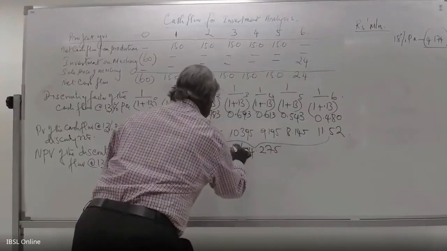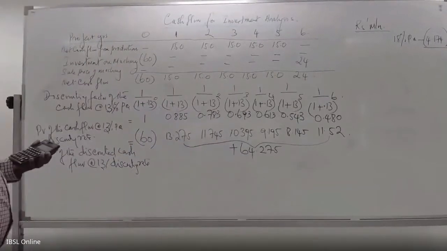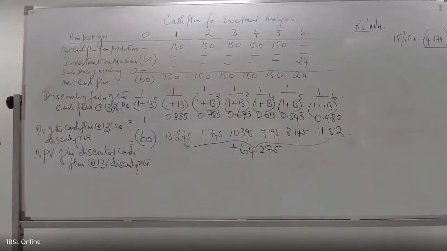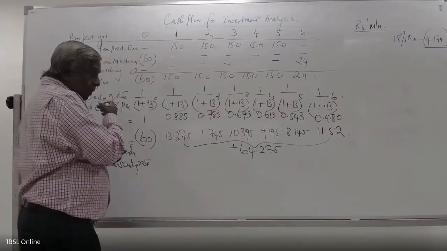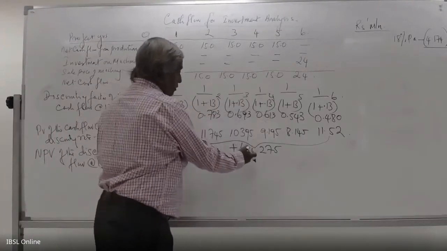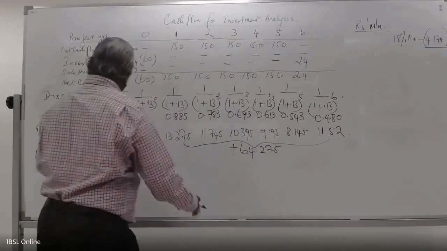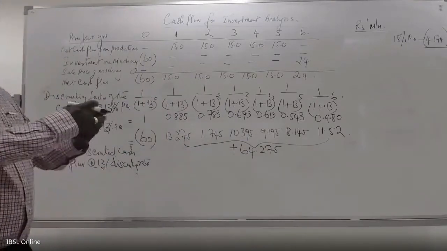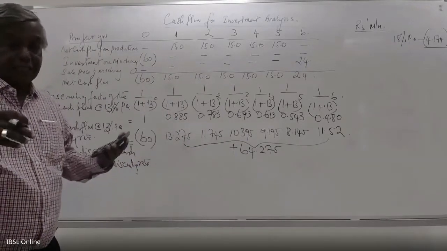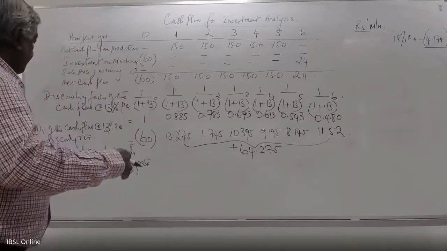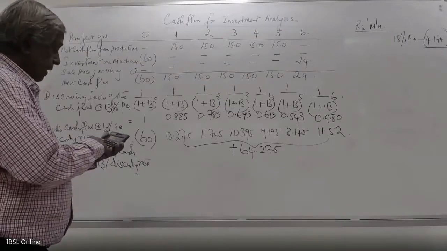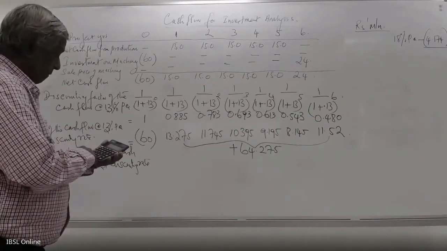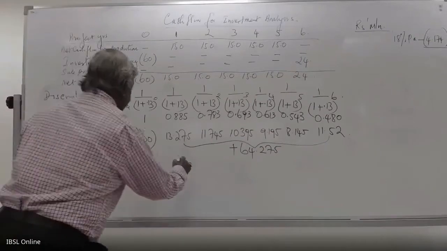This is positive. Yes, now it is more than the outflow. Outflow at present value is 60 million. Total inflow at present value is 64.275. So the net present value, net of all these present values at 13% discounting rate, is 64.275 minus 60 million, 4.275 positive.